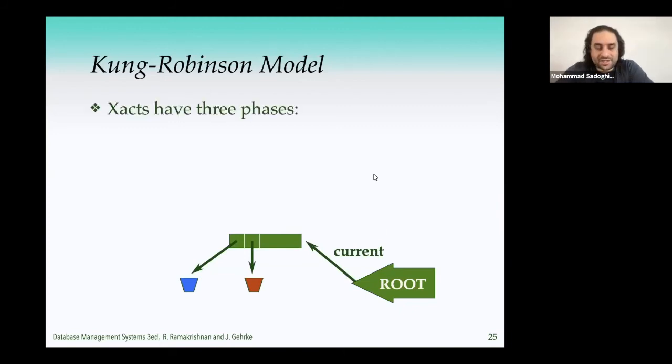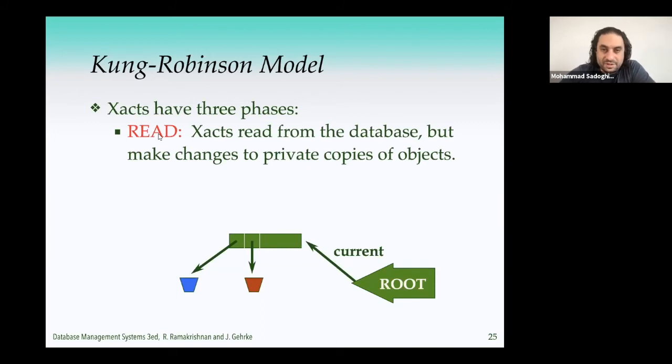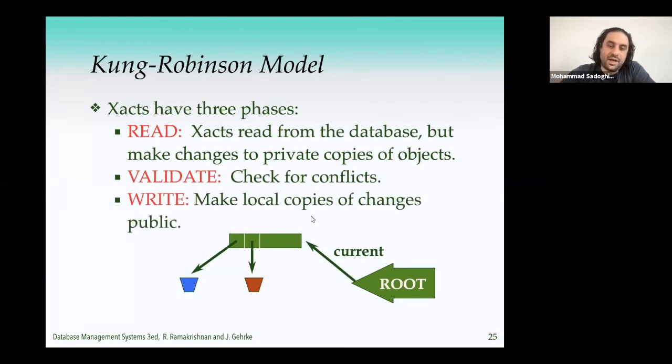So the transaction has three phases. There is a read phase, in which the data is read and private copies of the objects are made. There is a validation phase, where we check for conflicts. And finally there is a write phase, in which we make our local copies of changes public.